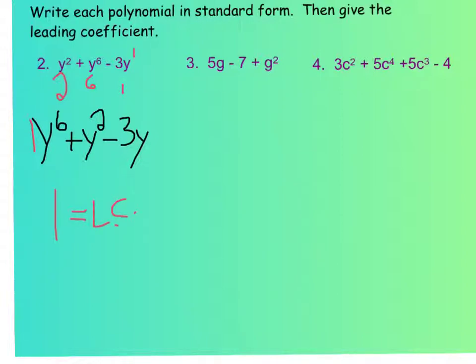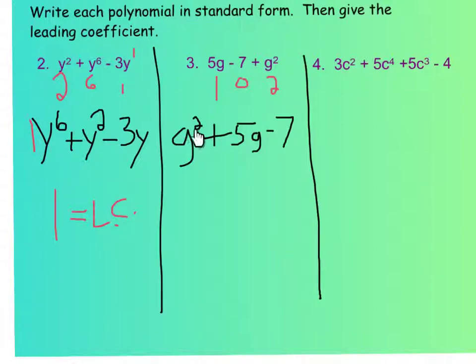Let's try this one. This is a first degree, this would be a 0 degree, and this would be a second degree. Let's put them in order. I put them in order with the biggest exponent on the variable going down to no variable at all. And now my leading coefficient. It's the number in front of this, and it's invisible again, so it's 1 again. 1 is my leading coefficient.